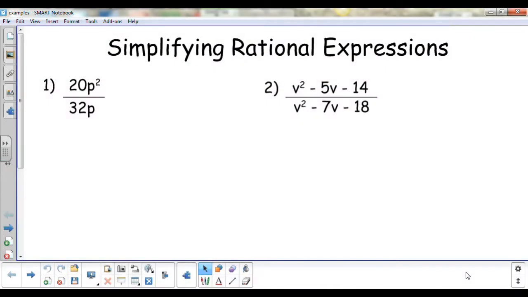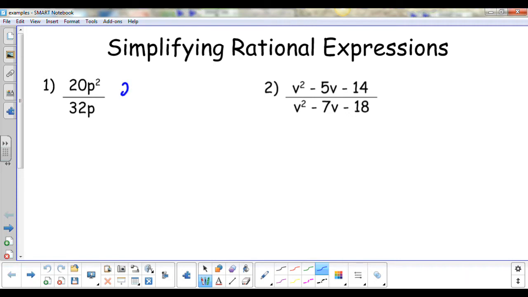When I simplify a rational expression, I want to divide out what is in common, or I want to factor the expression and then cancel out what the numerator and denominator share. So number one, I have 20p squared divided by 32p. Since they are both monomials, I'm just going to break them apart and cancel out what is in common.